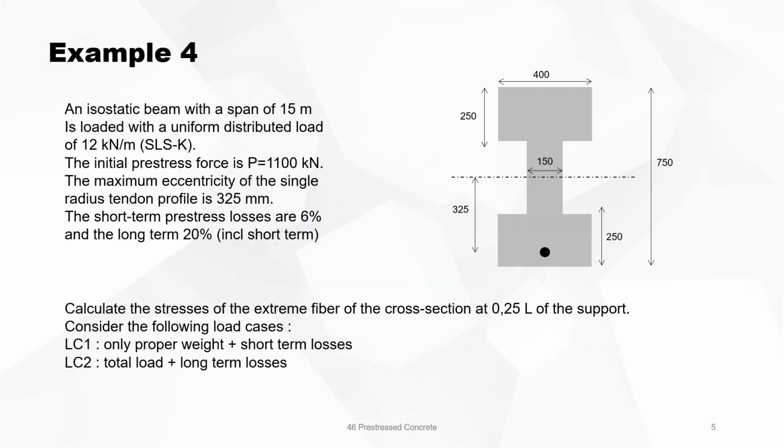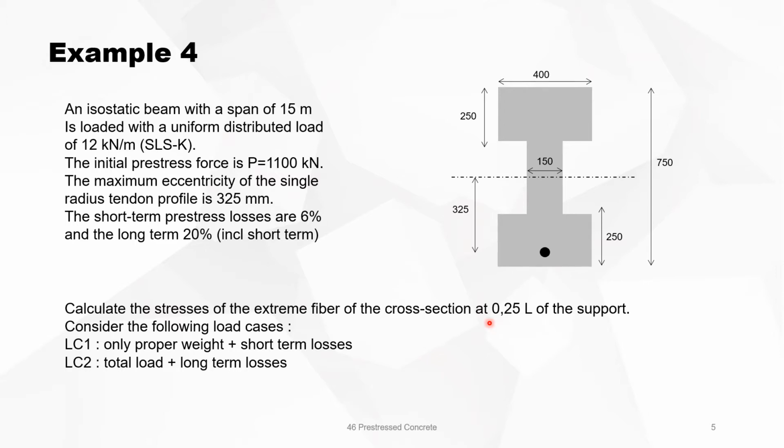This is example 4. An isostatic beam with a span of 15 meters is loaded with a uniform distributed load of 12 kilonewtons per meter in SLS characteristic. The initial pre-stress is 1100 kilonewton. The maximum eccentricity of the single radius tendon profile is 325 millimeters. Short-term pre-stress losses are 6% and the long-term 20%. We want now to calculate the stresses of the extreme fiber of a cross-section at 0.25 L of the support.